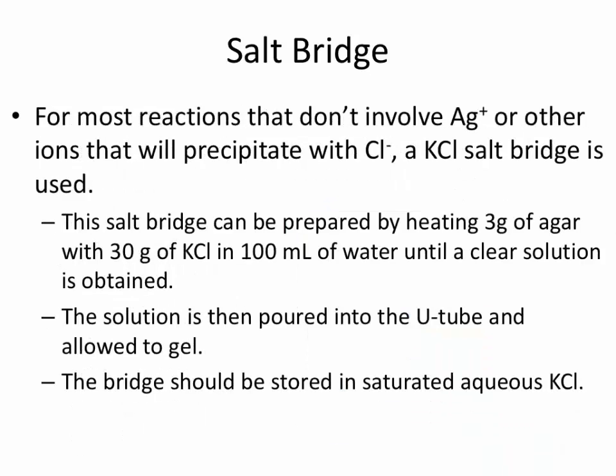Now, for most reactions that don't involve silver or other ions that will precipitate with chloride, a potassium chloride salt bridge is used. And this salt bridge can be prepared by heating 3 grams of agar with 30 grams of potassium chloride in 100 milliliters of water until a clear solution is obtained, and then the solution is poured into our U-shaped tube and allowed to gel, and the bridge should then be stored in a saturated aqueous potassium chloride solution.